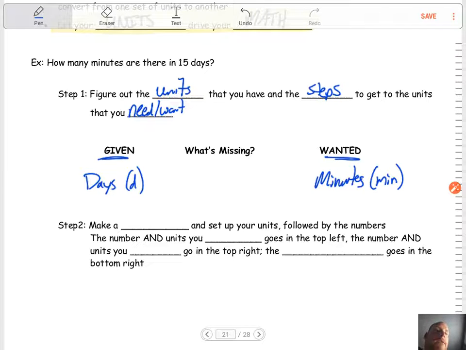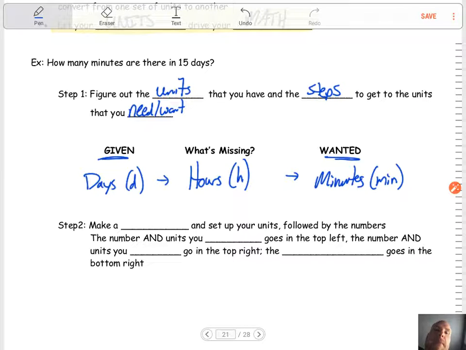Well, do they correlate directly? Now, you may know how many minutes are in a day. Most people don't. But we know that days relates to something else in between: hours. And then hours and minutes. So there's that missing piece.